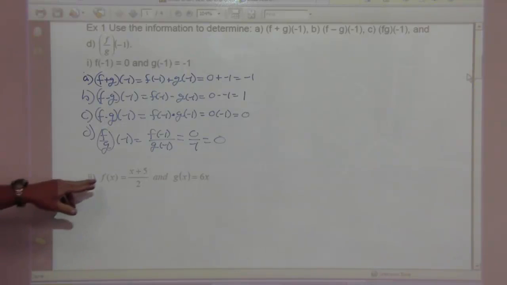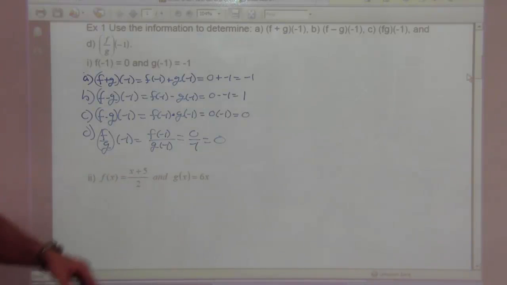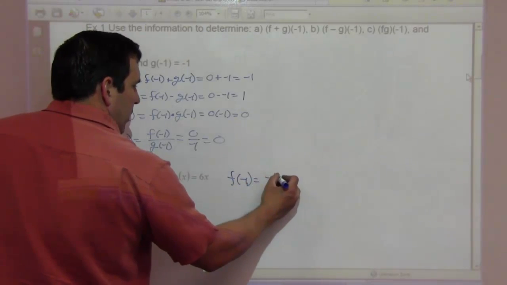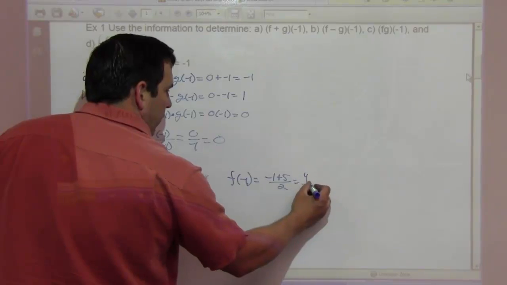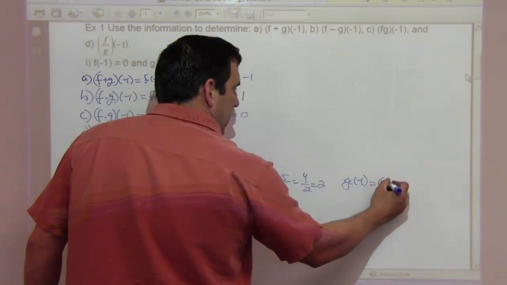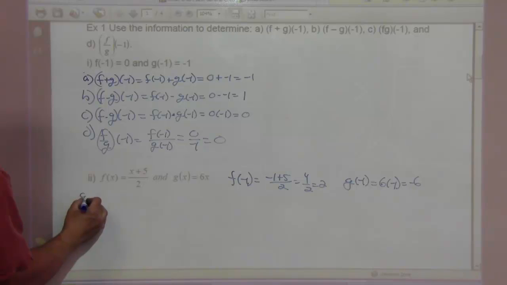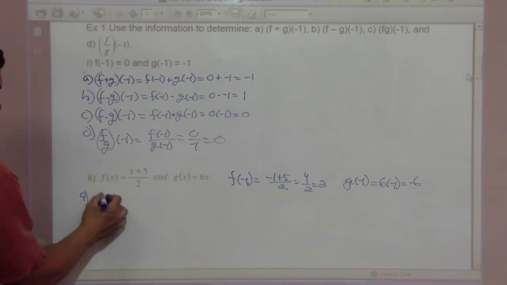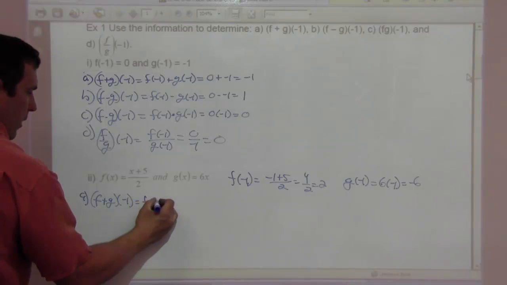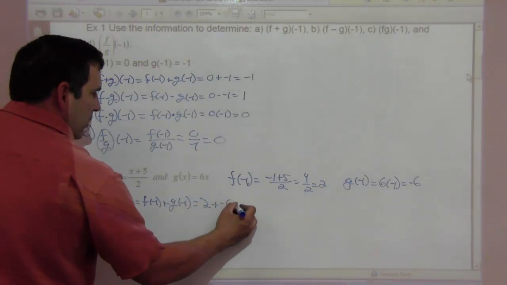For the next one, we have f of x being x plus 5 over 2, g of x being 6x. So f of negative 1 is negative 1 plus 5 over 2, 4 over 2, which is 2. And g of negative 1 is 6 times negative 1, which is negative 6. So for a, f plus g of negative 1 is f of negative 1 plus g of negative 1, or 2 plus negative 6, which is negative 4.